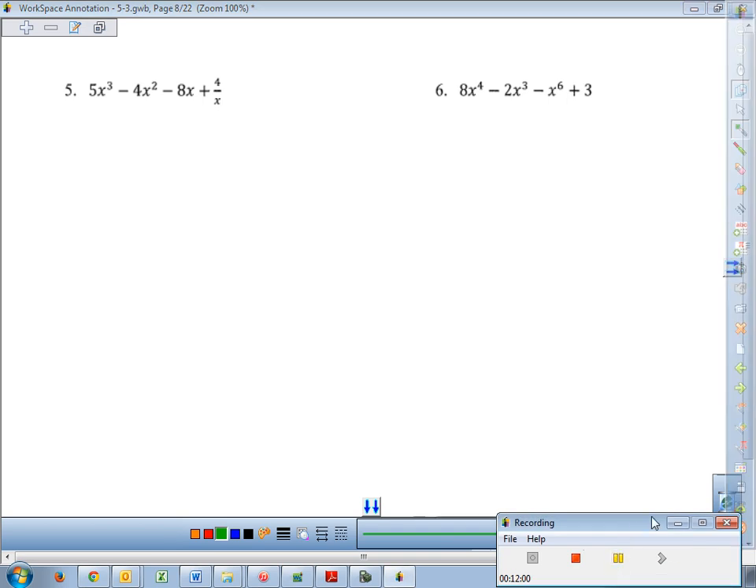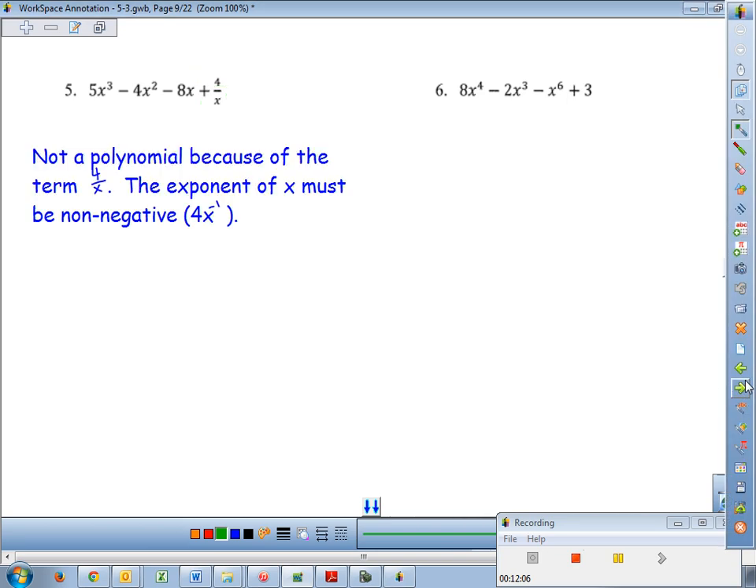Well, the way I look at it, that's a 3, that's a 2, that's a 1, and that's a 1, correct? But this is really what, since it's downstairs? If you bring it upstairs, it becomes a -1. So that's why it's not a polynomial. It's not a polynomial because of the term 4 over x. Right? That's the problem. Not a polynomial because of the term 4 over x.